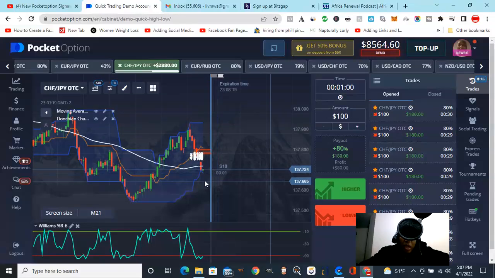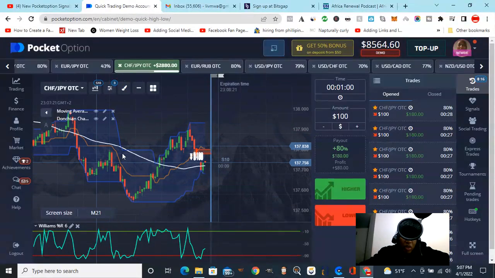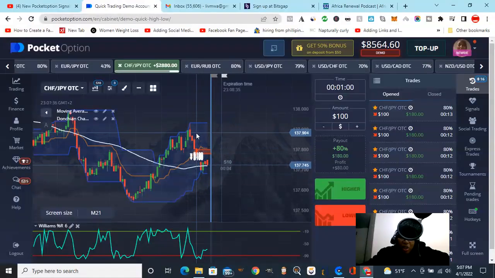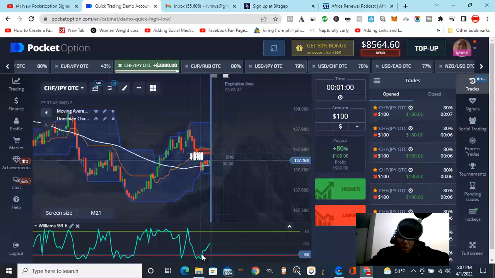The setup is very simple, guys. You have the Donchian Channel. If you're on the upper half of the Donchian Channel, you're going to be taking call options. When you are in the lower half, you're going to be taking what we call sell options. When you're on the upper half, you'll be doing call options. And then this one here, the Williams range, is showing us going up.